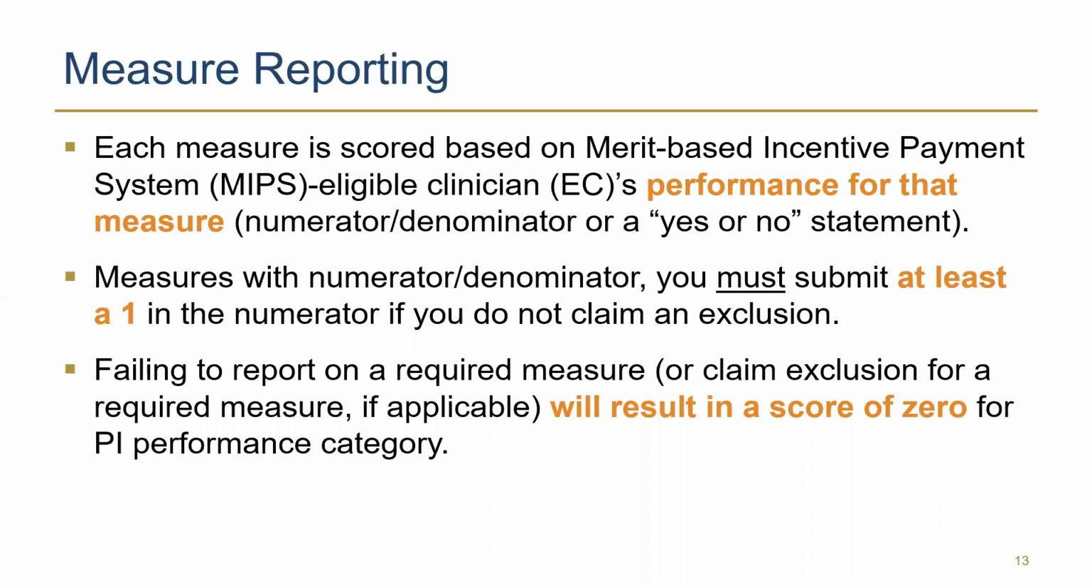This is one of the reasons why we recommend you locate and review the MIPS dashboard or the PI performance result report in your EHR on a regular basis. If you do not currently have a 1 in all of your numeric measures, you need to be working with your EHR to determine why not and how to ensure you get at least 1 by December 31st of this year.